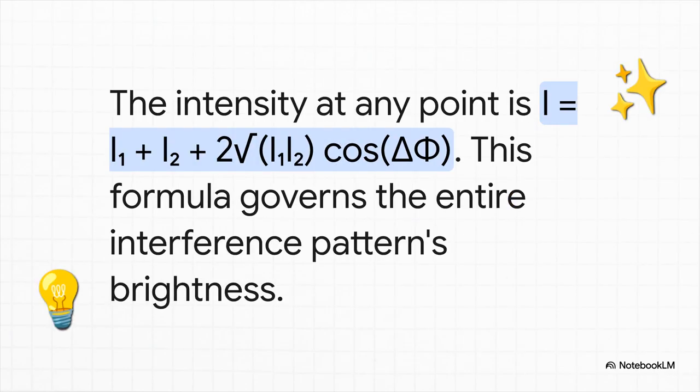This formula looks a little scary, but it just tells you how bright the light is at any point, and it all depends on the phase difference, delta phi.